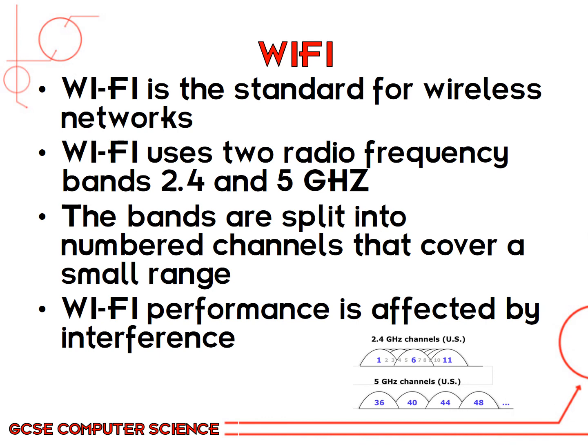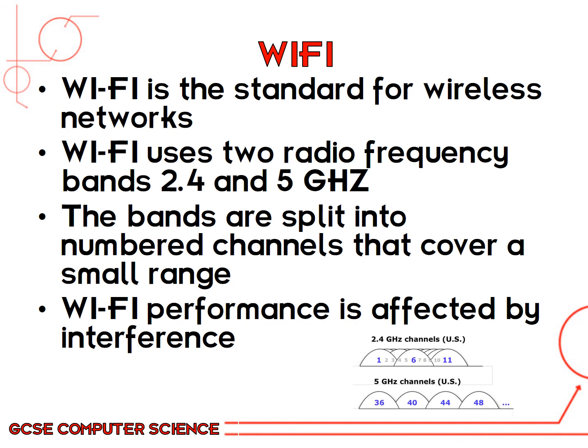So I keep mentioning Wi-Fi all the way through this video. You might be wondering, what exactly is Wi-Fi? Well, it's the standard for wireless networks. That would be what the definition is. Now, it uses two different radio frequency bands, 2.4 and 5 GHz. On a lot of the modern super hubs, say from Virgin Media for example, you can actually choose which one you want to connect to, which means that you can have multiple devices that might not interfere with each other. Now, these two radio frequencies, 2.4 and 5 GHz, are basically split into numbered channels that cover a small range.